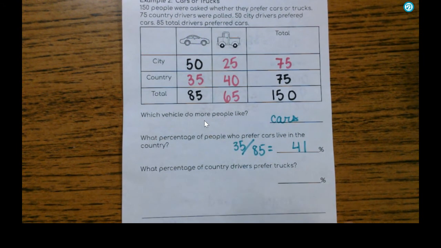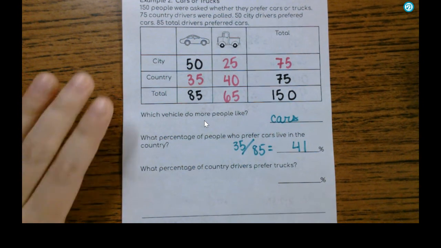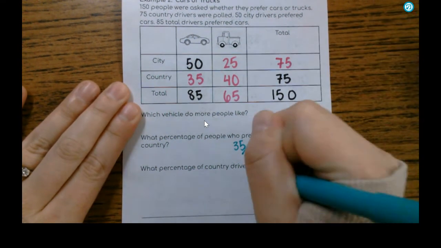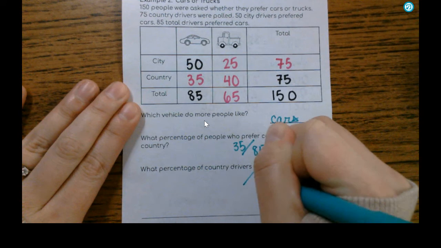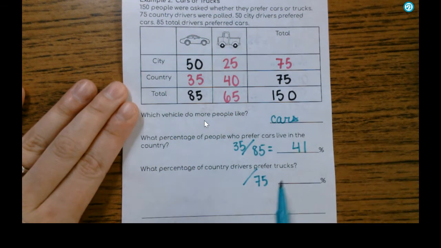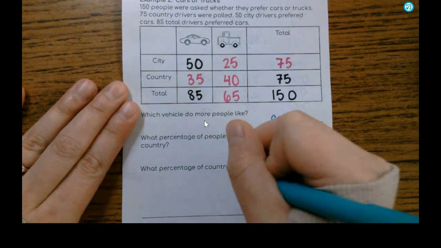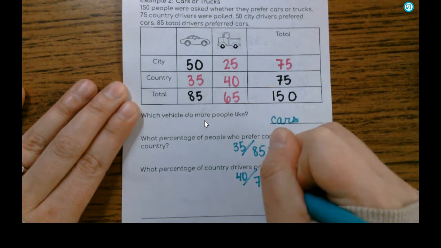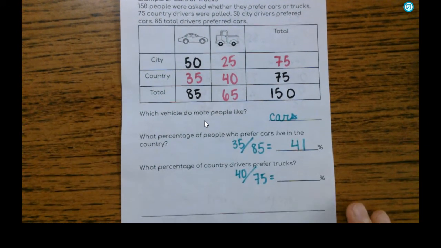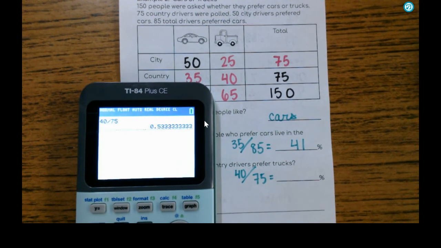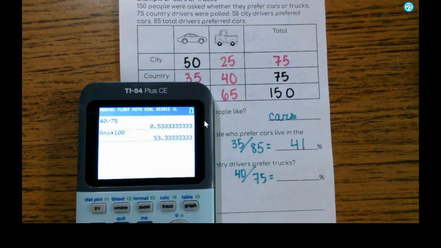And then my last question is what percentage of country drivers prefer trucks. There are a total of 75 country drivers, and 40 of them chose trucks, so it's going to be 40 out of 75. 40 divided by 75 times 100 gives me 53%.